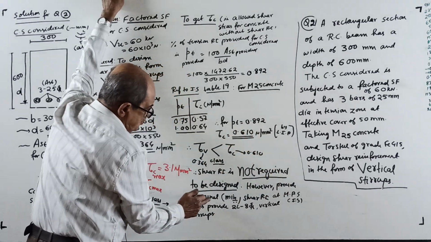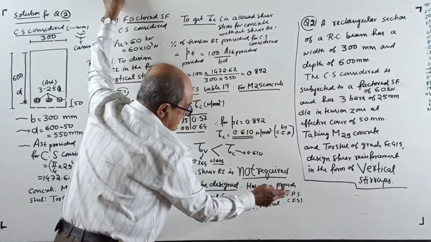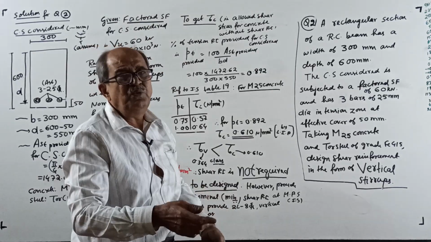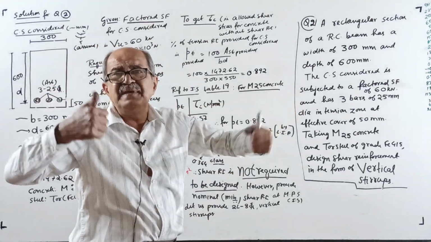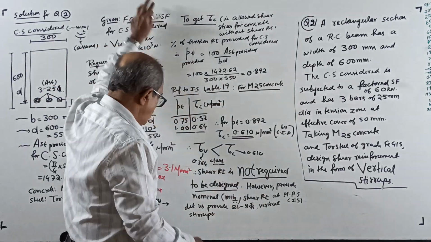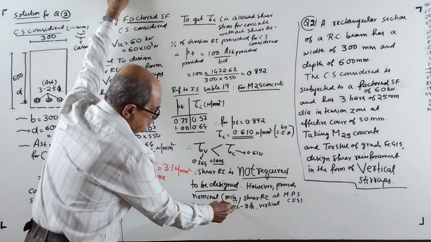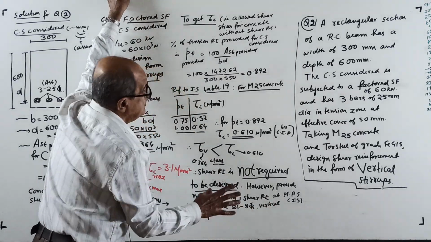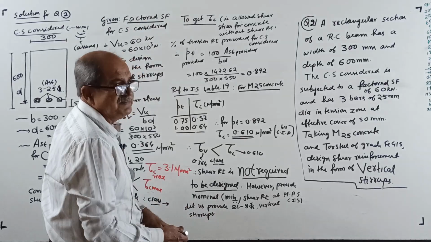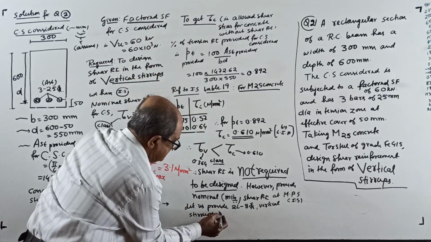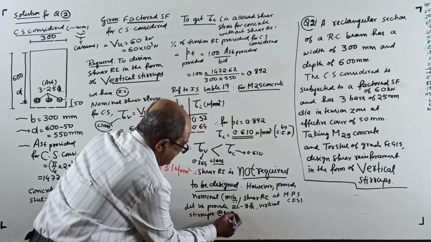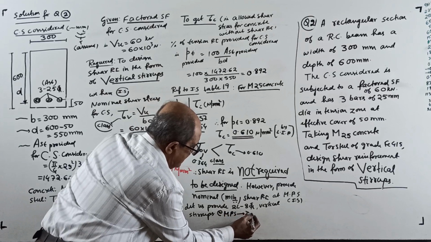However, provide nominal or minimum shear reinforcement at what spacing? Don't waste steel: at the maximum spacing allowed by IS code. Okay, let us provide 2-legged 8 mm Tor vertical stirrups at the maximum permissible spacing as per IS code.